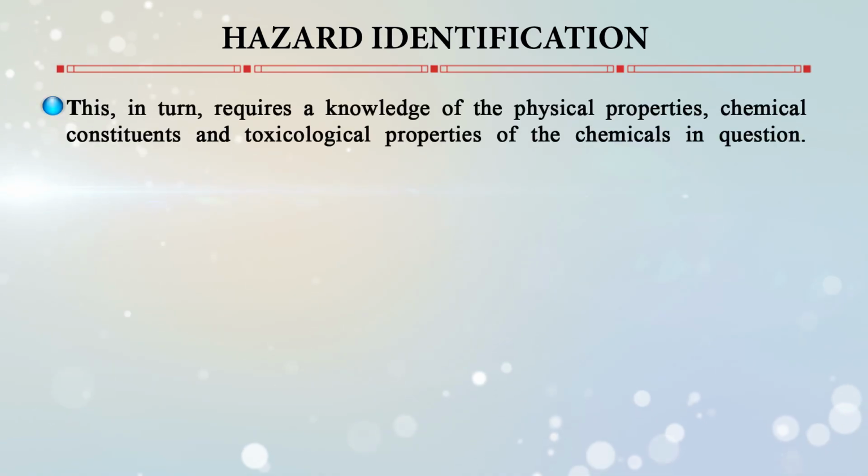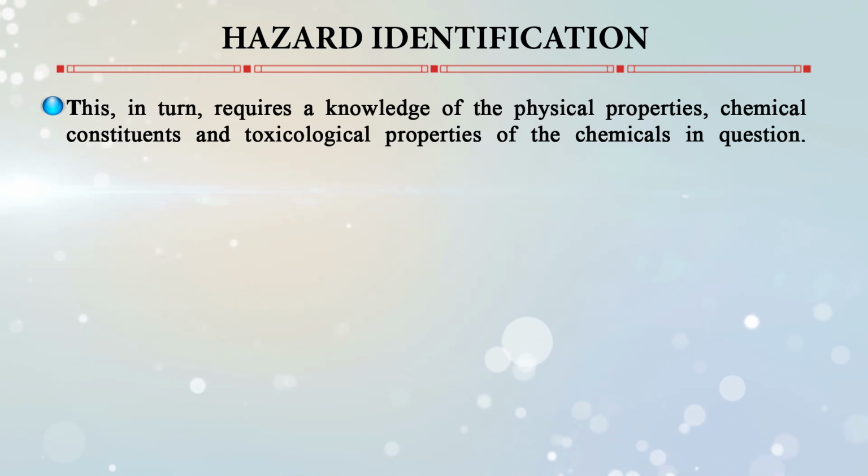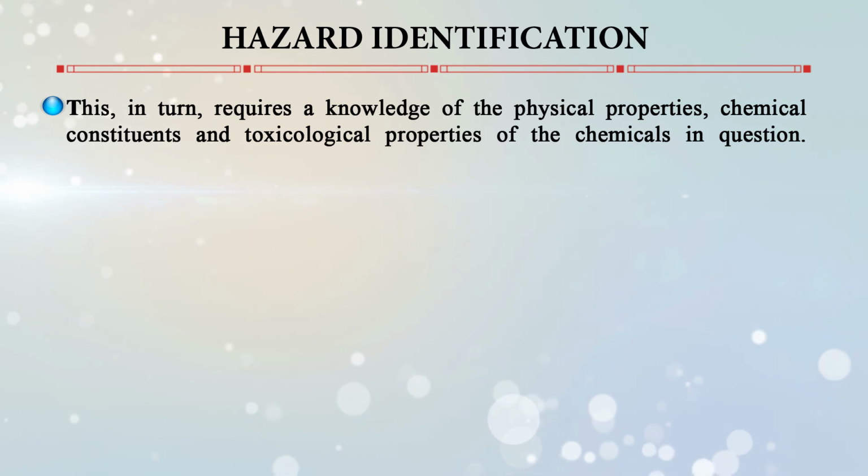Applying the general principles of chemical hazard control in the hospital environment is most important. So what do these principles say? The very first step in hazard control is hazard identification. After that, it requires knowledge of the physical properties, chemical constituents, and toxicological properties of the chemicals in question.